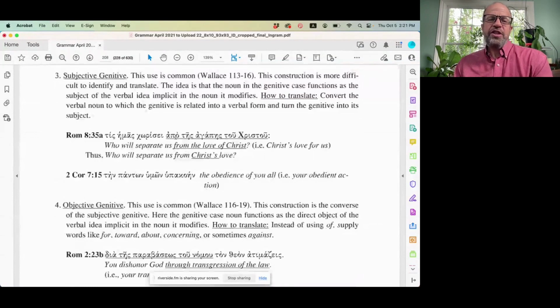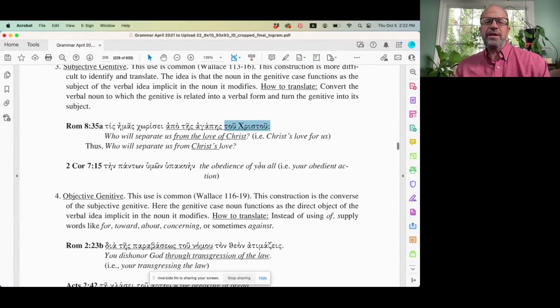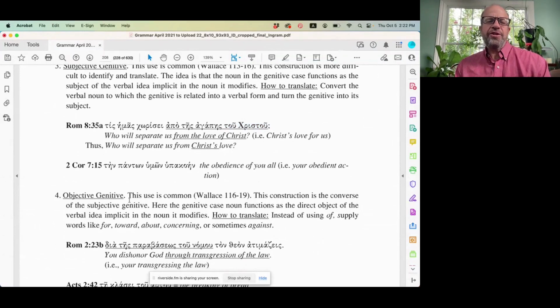The subjective genitive is another category. This is when the genitive noun is like the subject, the originator from which the head noun comes. So you have the love of Christ. If that's a subjective genitive, it means Christ's love for us. But of course there can be some debate, because there is another genitive use called the objective genitive.